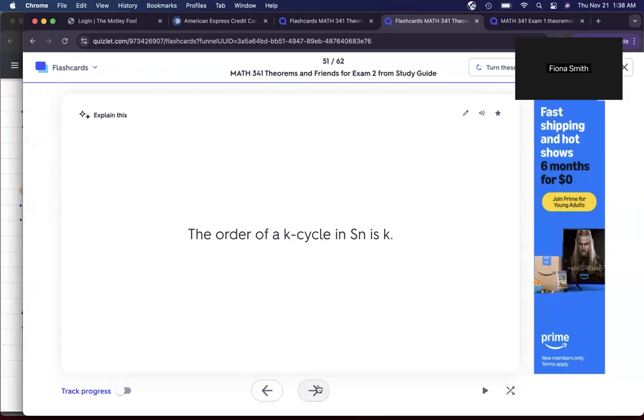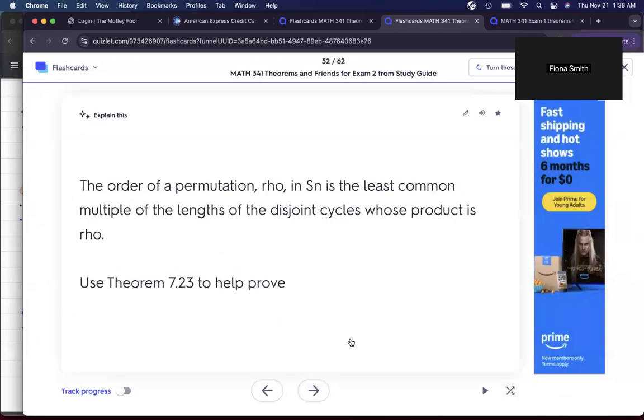And we know that from the definition that was mentioned, or alluded to at least, of a k-cycle. So now for Theorem 7.25, we see that the order of a permutation rho in Sn is the least common multiple of the lengths of the disjoint cycles whose product is rho. And you can use Theorem 7.23 to help prove it.